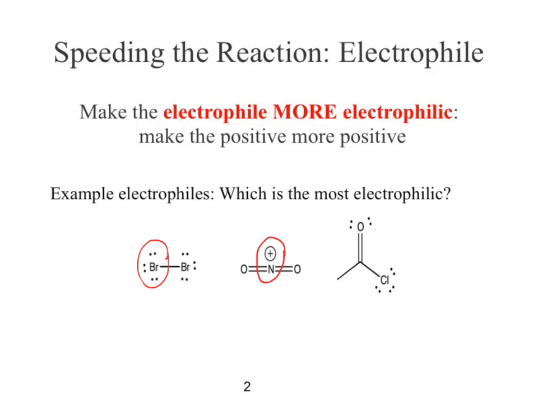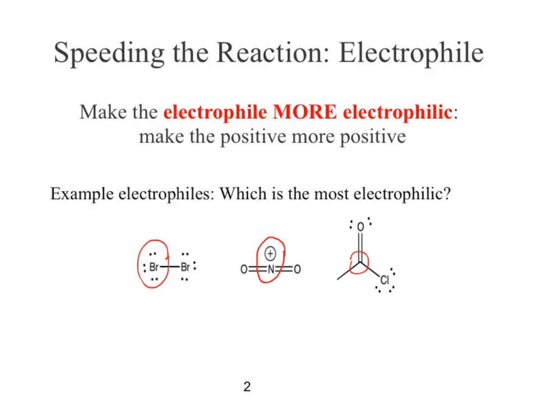Carbon on the carbonyl. Why the carbon on the carbonyl? There's a big electronegativity difference between the carbon and the oxygen that is further compounded by that chlorine also being present, drawing electron density away. So now that we've identified our electrophilic atoms, we want to be able to rank these. Which one is the most electrophilic?